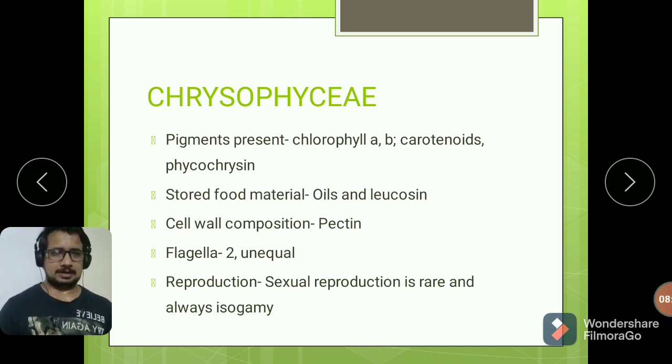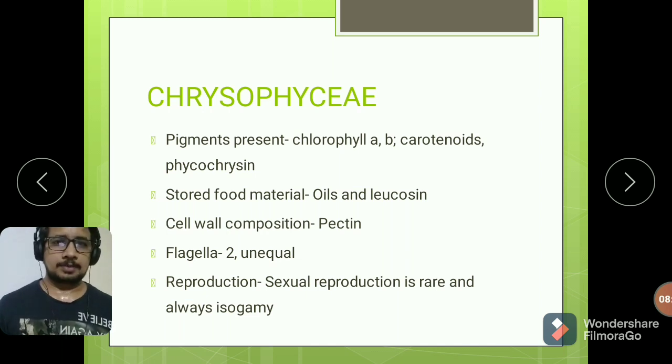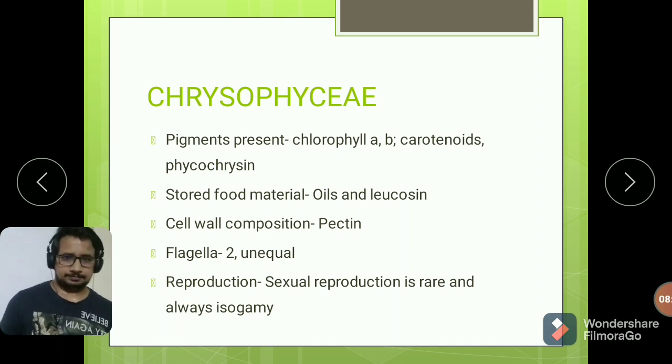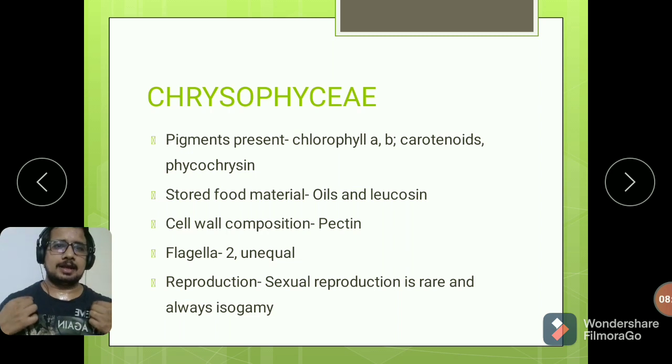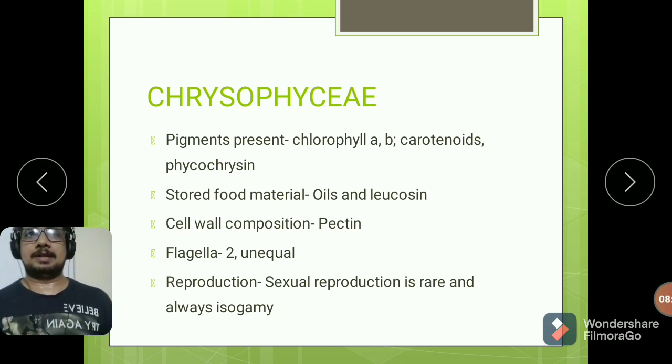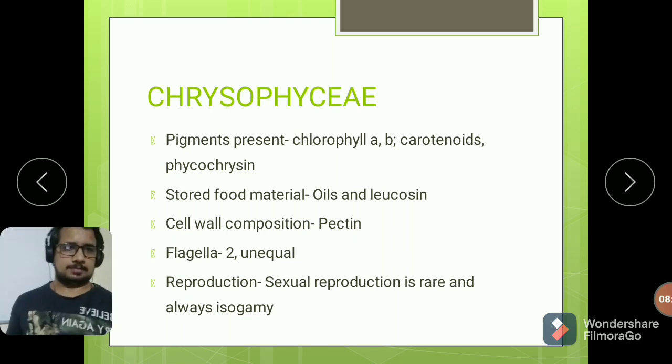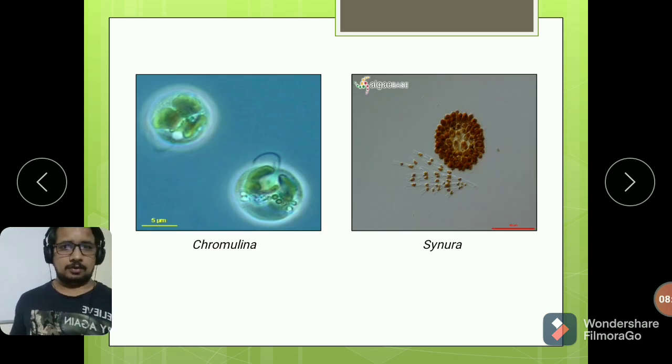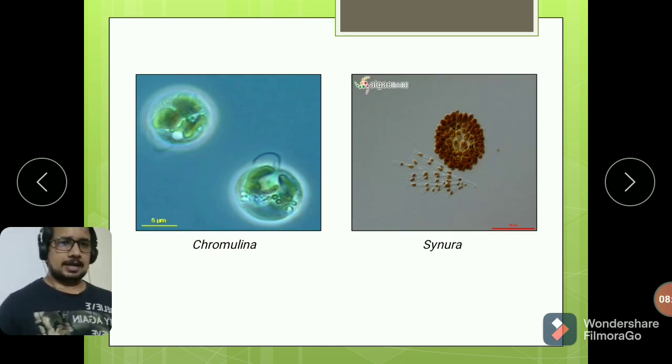The stored food material is in the form of leucosin and oil, while the cell wall is composed of pectin. The flagella are two in number and both are unequal. Further, sexual reproduction is highly rare, while if it is present, it is of isogamous type. A few examples are Chromulina and Synura.